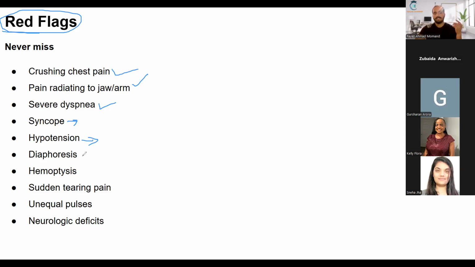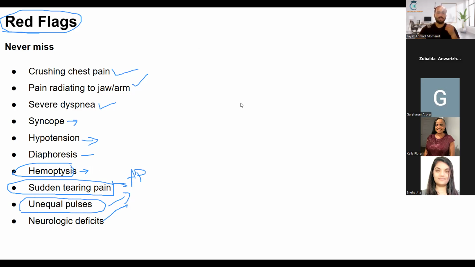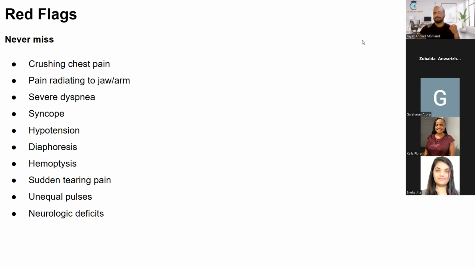tamponade, or tension pneumothorax. Sweating or diaphoresis happens in patients with acute coronary syndrome, sometimes those with anxiety too. Hemoptysis is very important. Patients with pulmonary embolism will have hemoptysis, but it's a late finding. If the patient has a sudden tearing pain, think of aortic dissection or acute aortic syndromes. Unequal pulses, again, aortic dissection. Neurologic deficits, think of, again, acute dissections. All right, this was how to navigate chest pain and how to take a history of chest pains in your OSCEs.